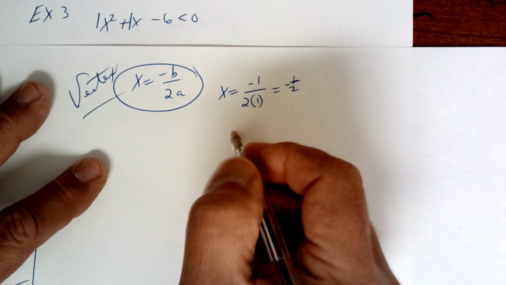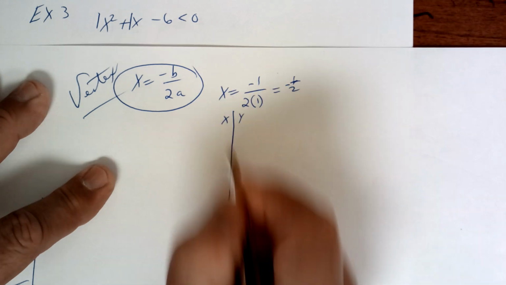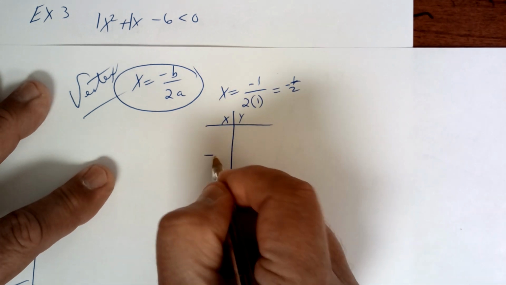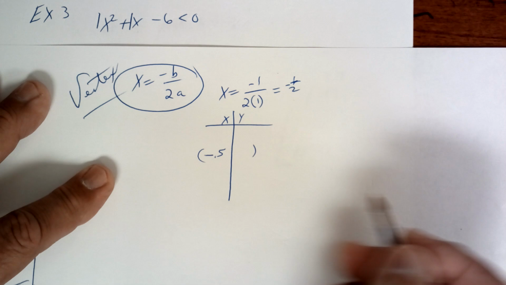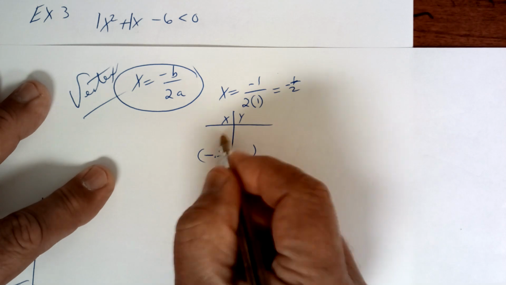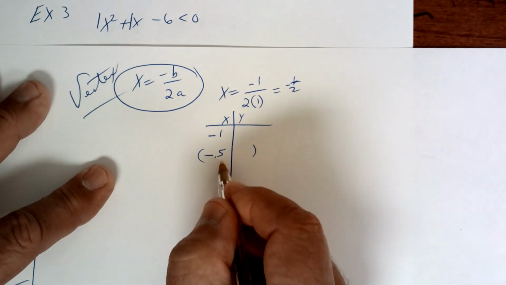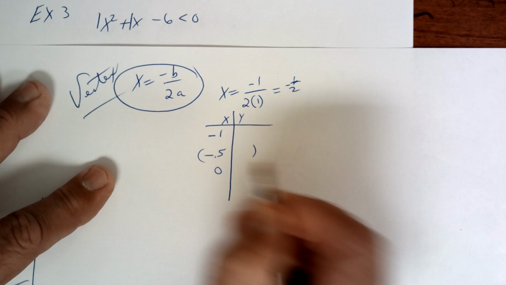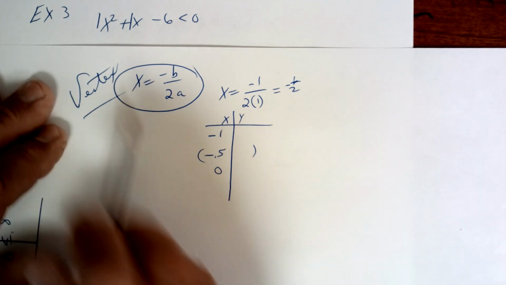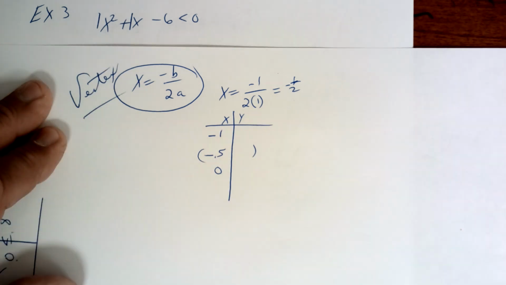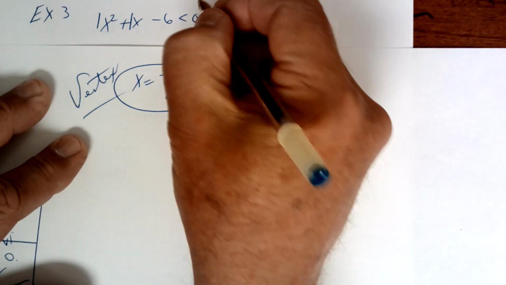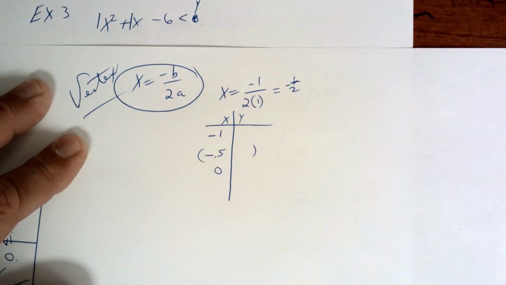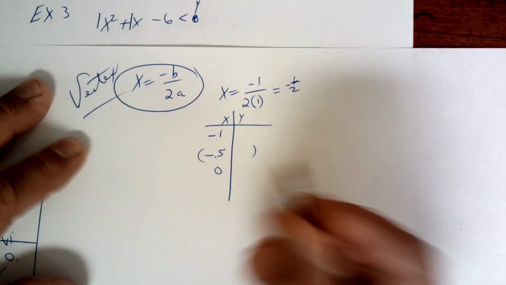Now that's going to be a decimal. We're going to put it in the middle. So negative 0.5 in the middle. And then we're going to go down, which would be a negative 1, and we're going to go up, which I think would be 0. So if you plug in 0 here, you're going to get y is equal to, if you put 0, it looks like a negative 6.